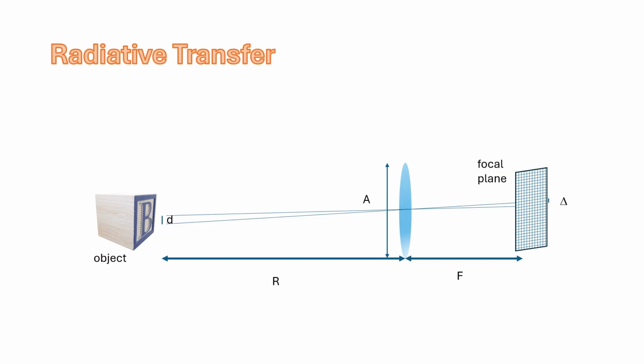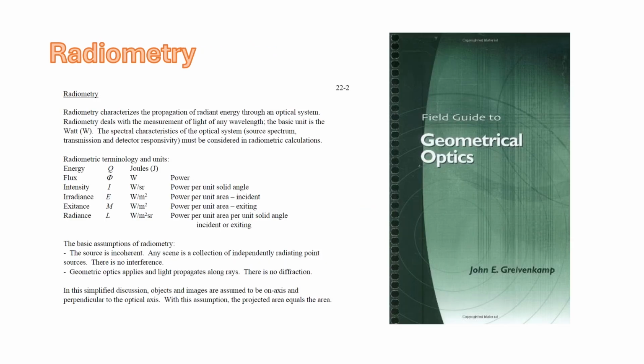So we're interested today in talking about radiative transfer. How much of the light hitting an object goes to the focal plane of an imaging system, and how do we figure out what is the intensity at the focal plane? We're going to use a little bit of terms of radiometry. I'm borrowing some notation here from John Greivenkamp's Field Guide to Geometric Optics. So L is going to be the radiance. It's the energy, or the power, in watts per meter squared per steradian, illuminating the object that we're trying to image.